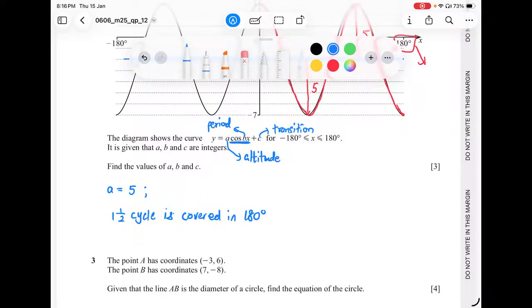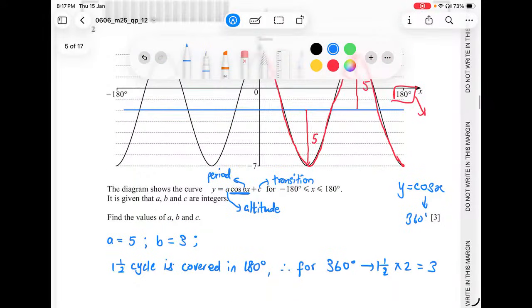in 180 degrees, which means, from a general point of view, from y equals cos x, that's your general graph you need to compare with. One cycle for this is 360 degrees. For 180, if it is 1.5, for 360 you just double the number of cycles. Therefore for 360 degrees the number of cycles would be 1.5 times 2, which is going to be 3. So that's your B, that's your period. So B is equal to 3.